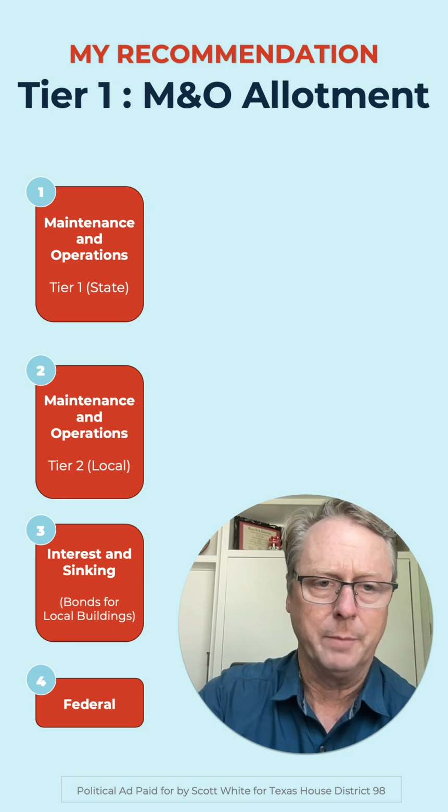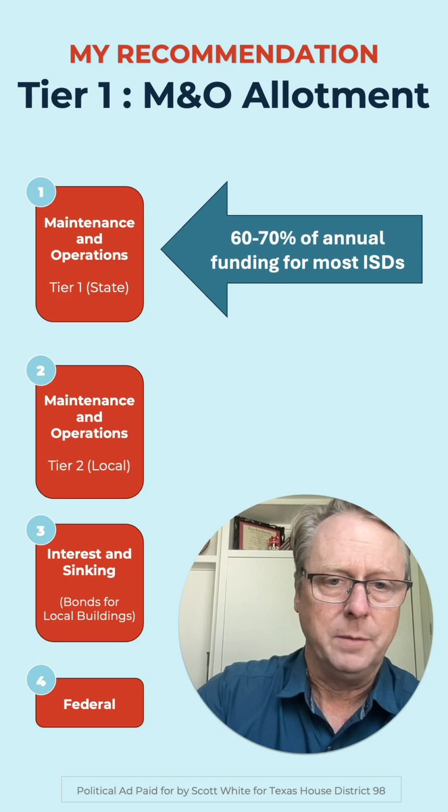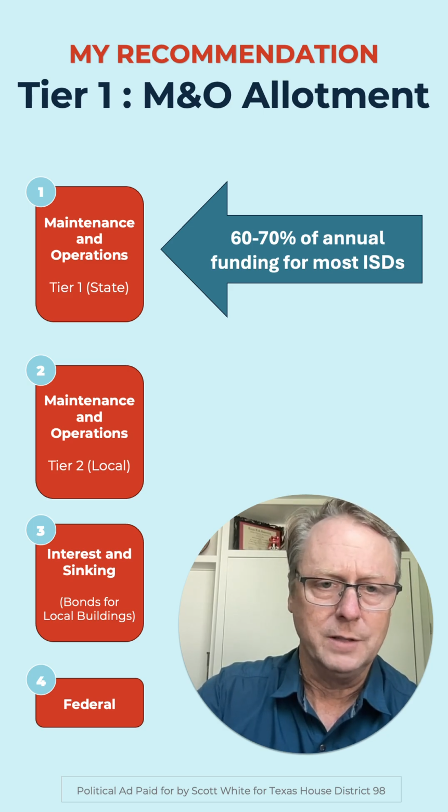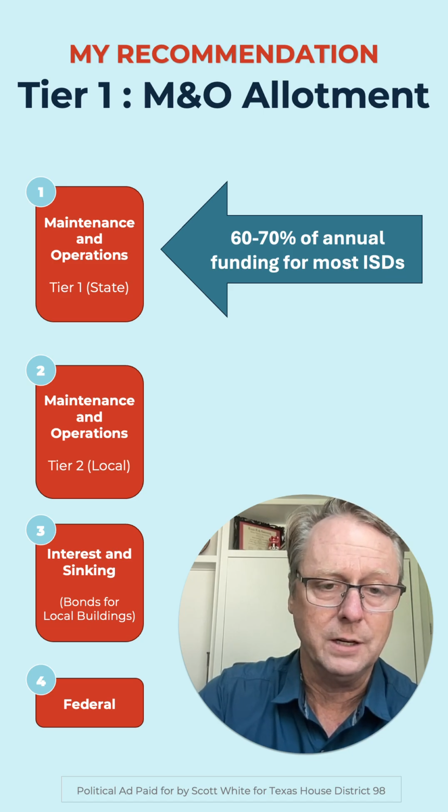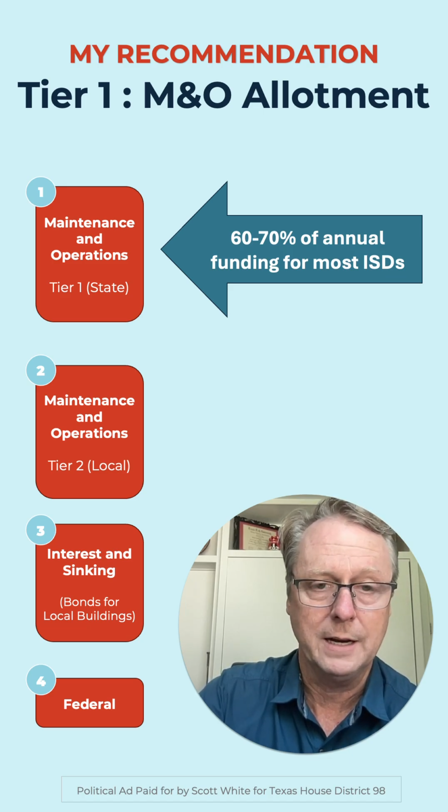So this is the maintenance and operations. It's controlled by the state. And this is typically where 60 to 70% of the annual funding comes from for most ISDs. The other maintenance and operations Tier 2, interest and sinking, is controlled by the local school boards, and then the federal team pitches in as well.